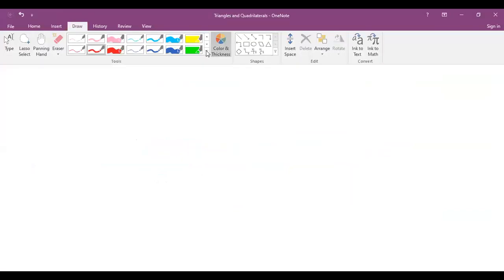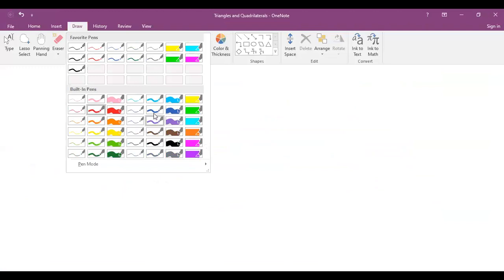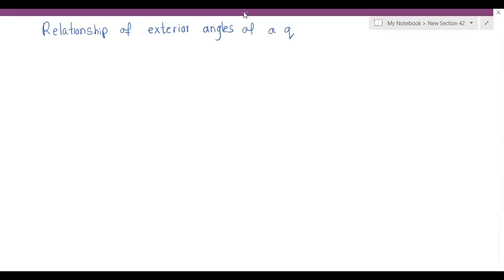Okay, then let's move to the next relationship. After learning all the relationships, we can move to solving the problems. Then write the next one: relationship of exterior angles. Exterior angles of a quadrilateral, sorry, of a triangle.